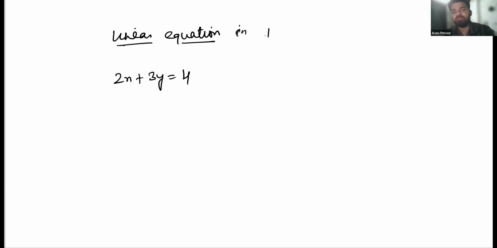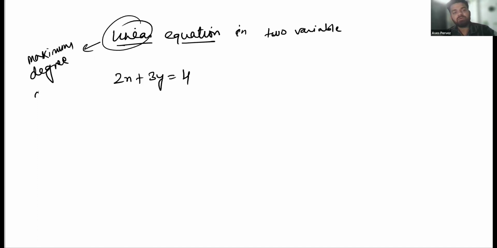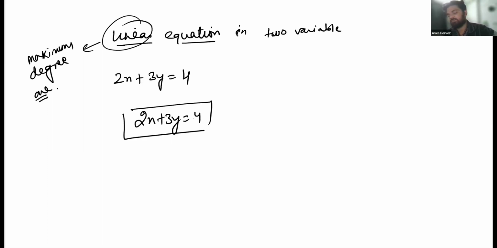In two variables. And if the maximum degree is 1, it is considered to be linear. Linear means maximum degree 1. So I have 2x plus 3y is equals to 4. This is a linear equation in two variables. Got it? So how can you find out the value of this one?